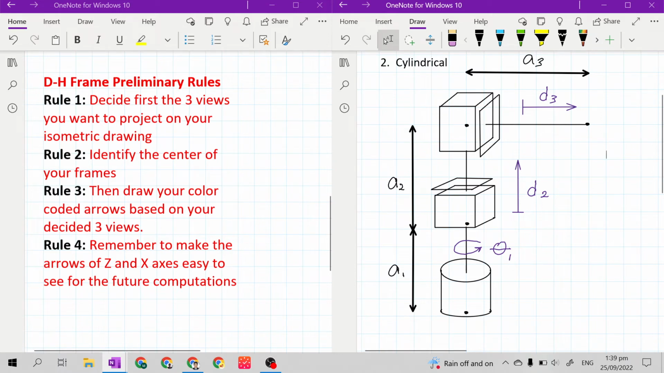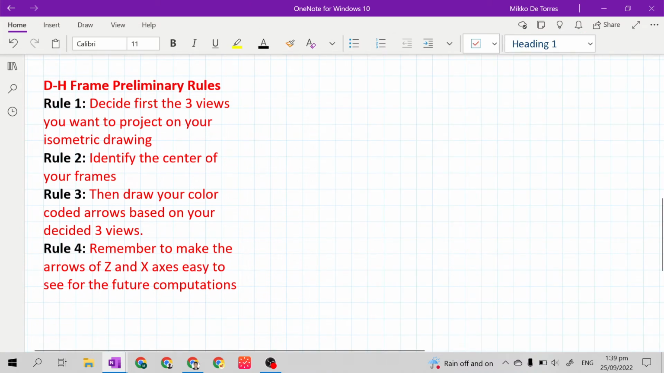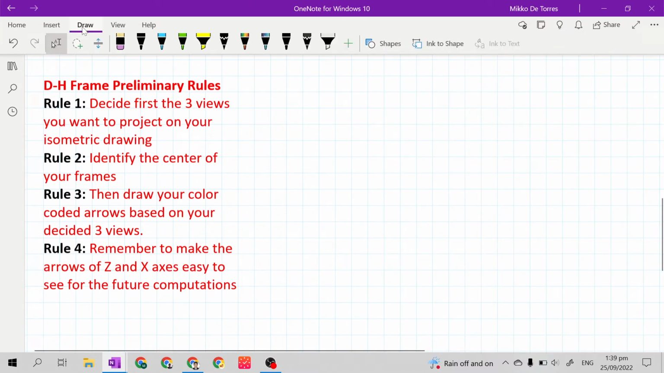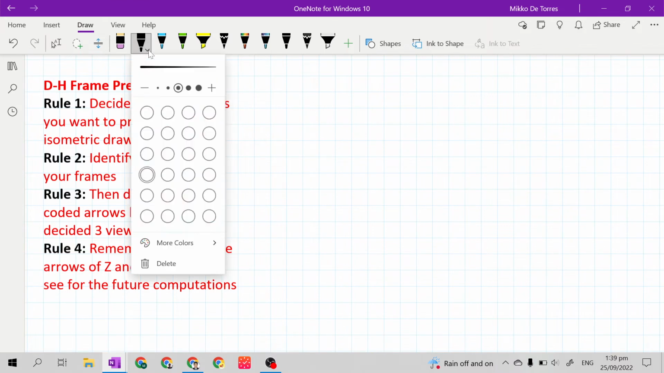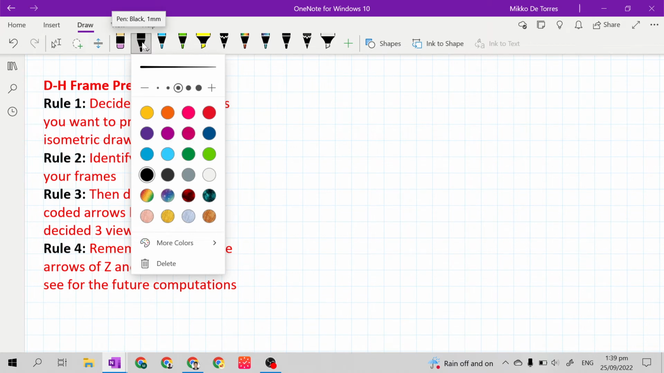Rule 3: draw your color-coded arrows based on your decided three views. Drawing the axes of our frames will be much easier if we use color codes. Then I will teach you how to draw arrows or axes based on the three views we are projecting on our kinematic diagram.